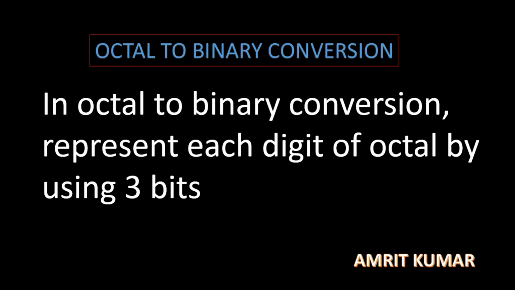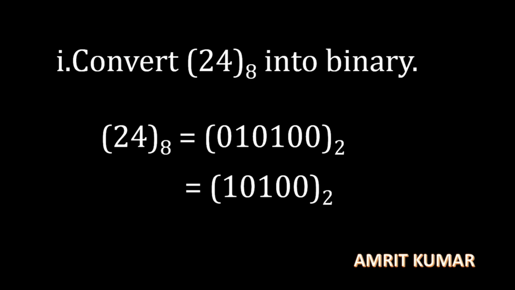So again, I am talking about how to convert an octal number into binary form. You need to represent each digit of octal by using 3 bits. So you need to take one digit as 3 bits in the case of octal to binary conversion. Okay, now let's look at the example.